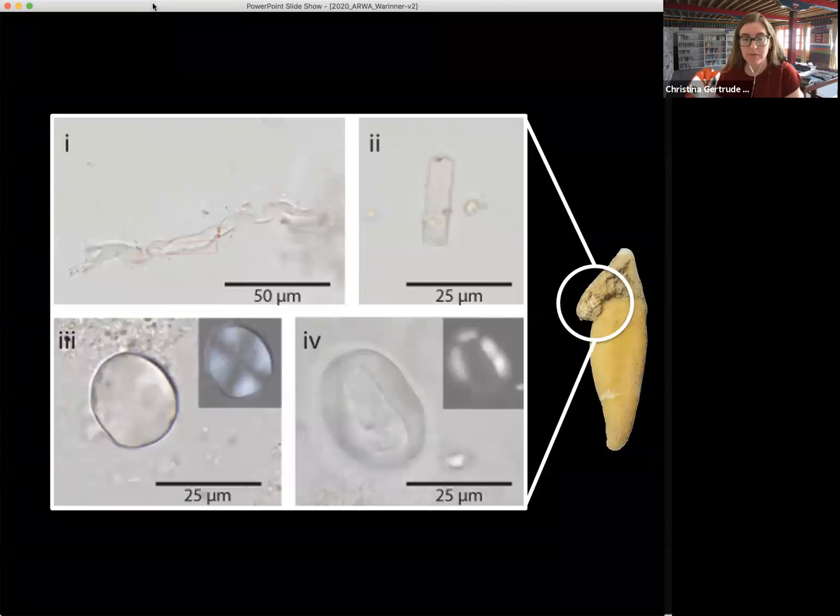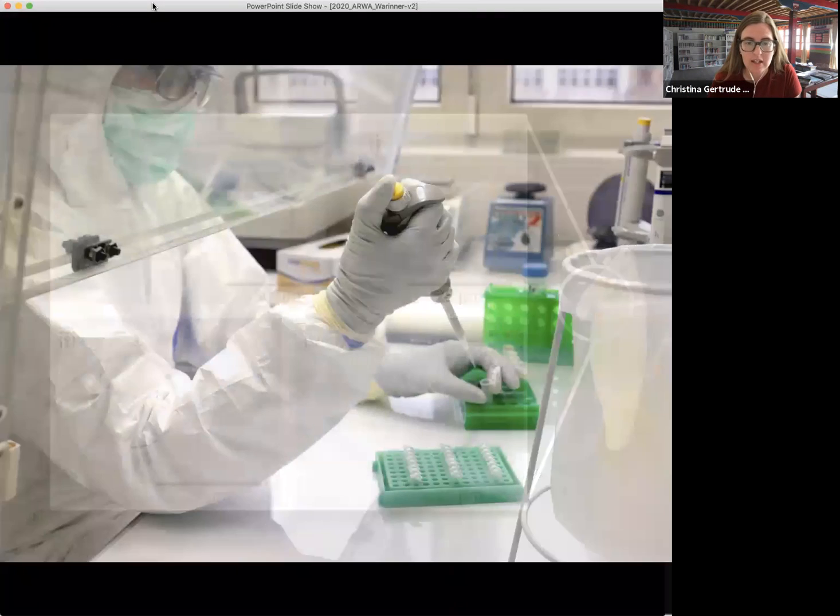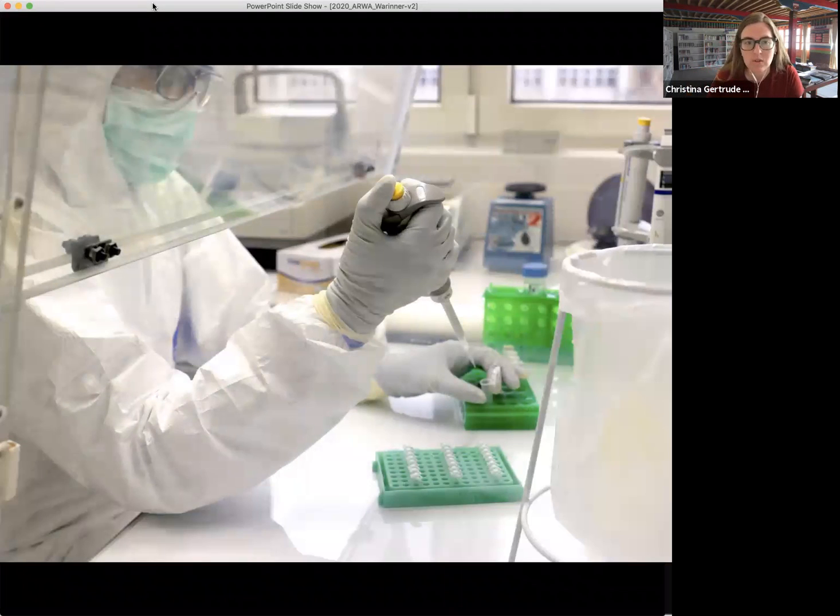I showed this image before, so we can dissolve the dental calculus, releasing different microfossils that then can be analyzed and studied to reveal information about diet. And we can also look at the molecular level. So really look at the specific DNA or proteins that are preserved. And right now, what I'm going to talk about is some of our work on proteins, because this is what we found to be most productive on reconstructing aspects of ancient diet from dental calculus.